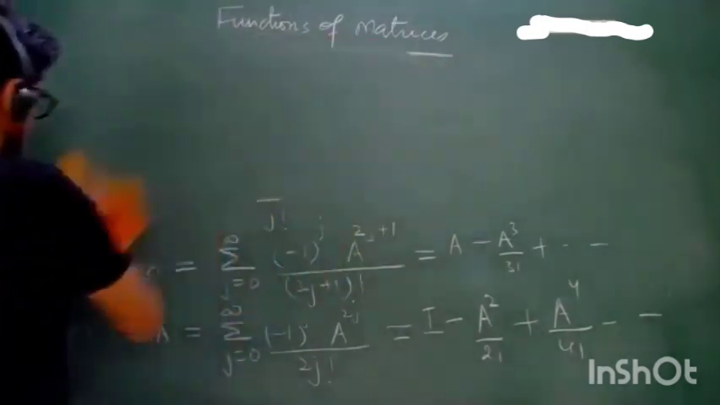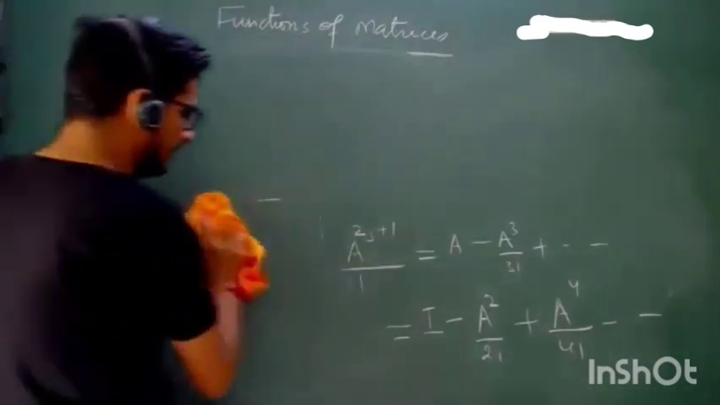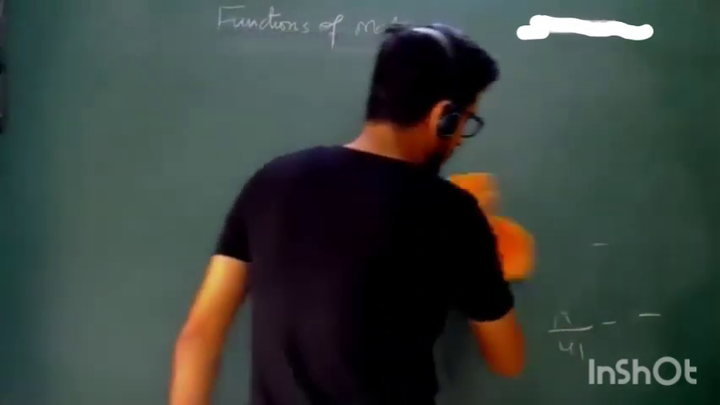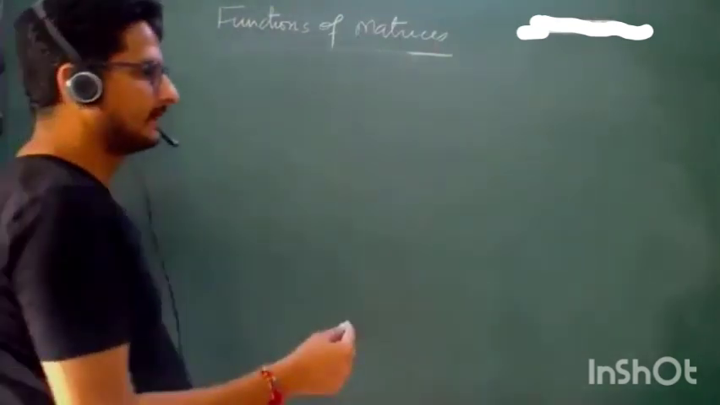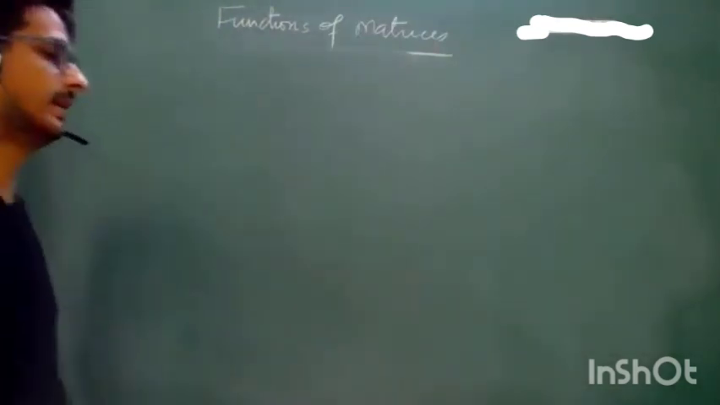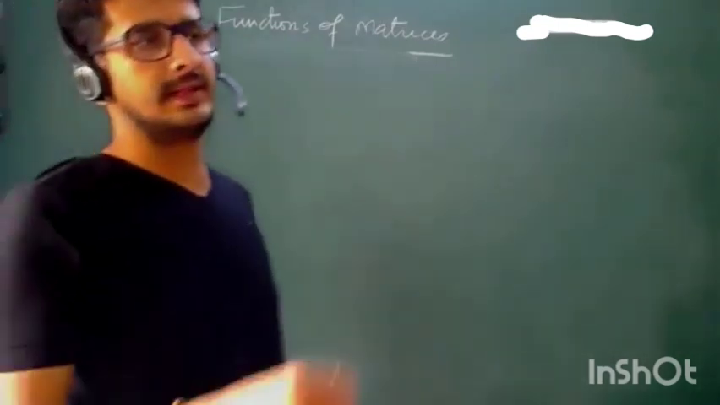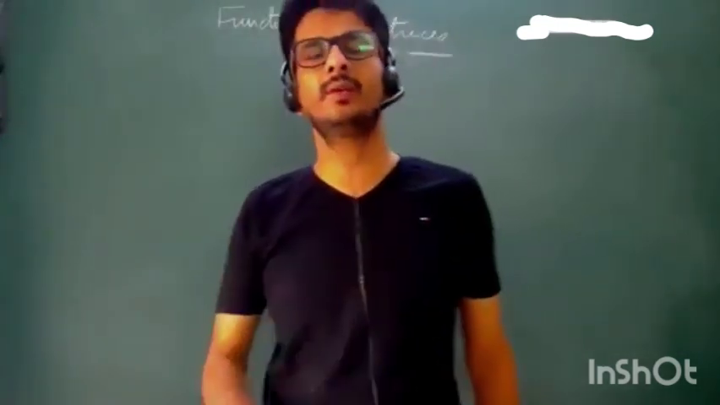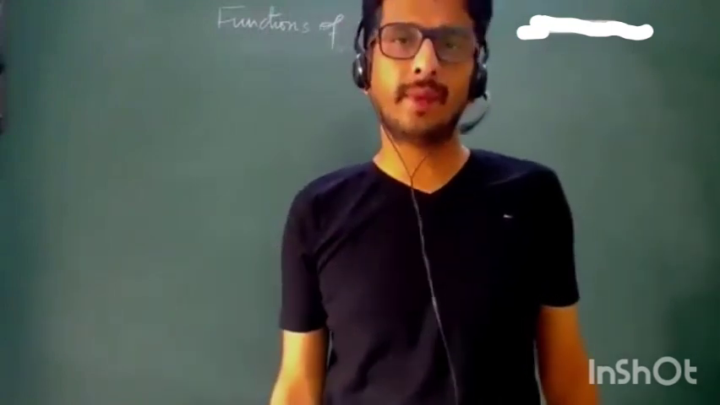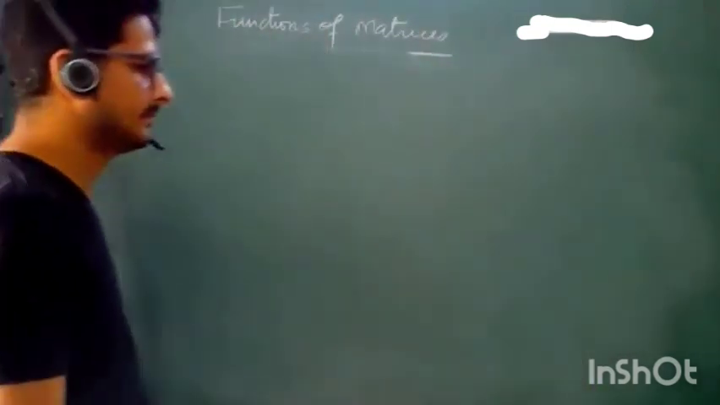So all this you already know, but everything has to be understood in the context of a particular thing. So here everything we are understanding in the context of matrices, because you already know this in the context of algebraic series or algebraic numbers. But in the context of matrices, we are seeing this.